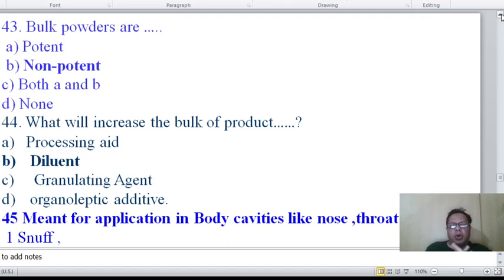Question number 44, what will increase if the bulk of product should be increased? So for bulking of the product, we always use diluent. So the right option for question number 44 is option number B.